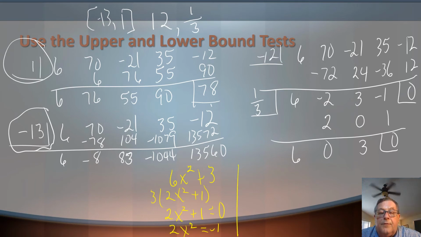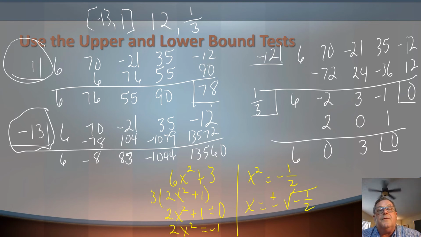Well, right there I could pause and say I don't think I'm going to have any more real zeros. But let's keep going. So we divide both sides by 2, and I got x squared equals negative 1/2. And then when we take the square root of both sides, x is equal to plus or minus the square root of negative 1/2. Well, that's not a real number. That is a complex number or an imaginary number.